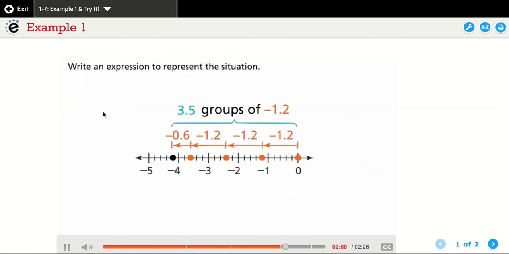Now write an expression to represent the situation. 3 5/10 times -1 2/10 equals -4 2/10. Petra's change in elevation is -4 2/10 meters.